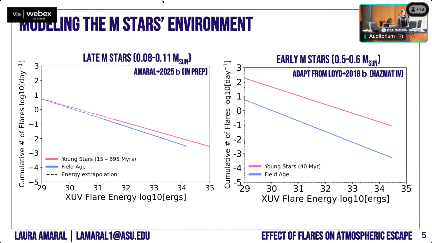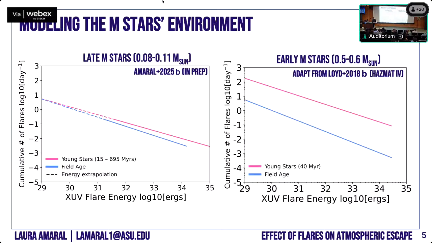To figure out this problem, we built flare frequency distributions. Those are diagrams where you have the flare energy and how often the flares happen per day, in log. We did that using M-stars, late M's and early M's, as examples. Here I have late M's for young clusters from 15 to 7 million years, and field age. This is an adaptation from Lloyd 2018 from the HAZMAT program, showing how the flare activity changes over time.